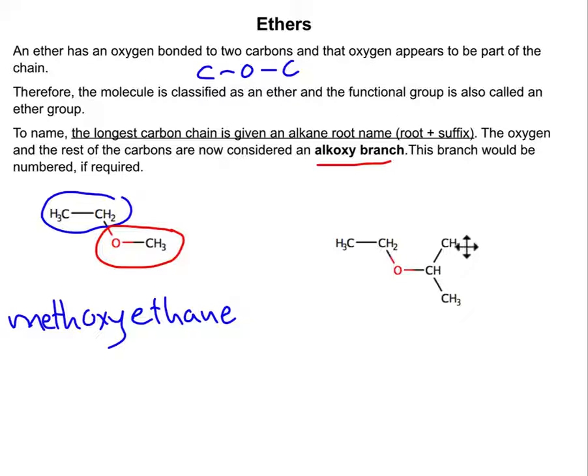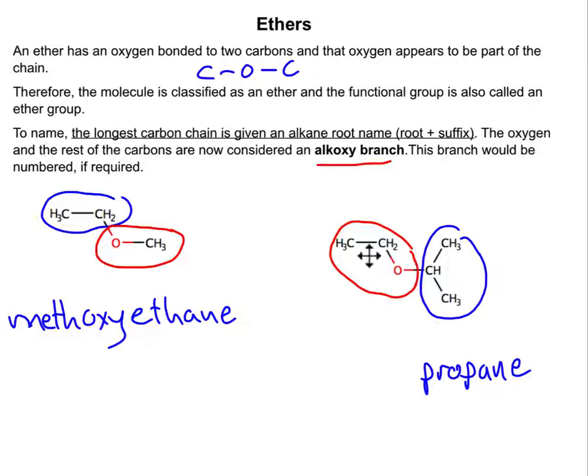Similarly, here's my longest continuous chain, and that is a propane, 3 carbons, and attached to my propane I have this ethoxy branch, but it is attached to carbon 2. So it would be known as 2-ethoxypropane.